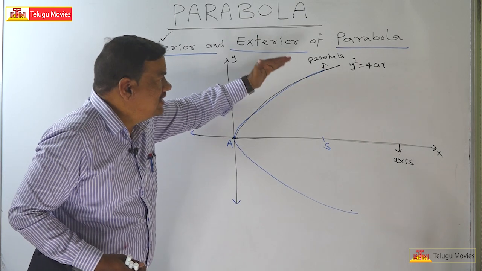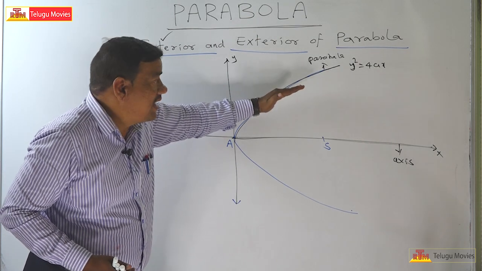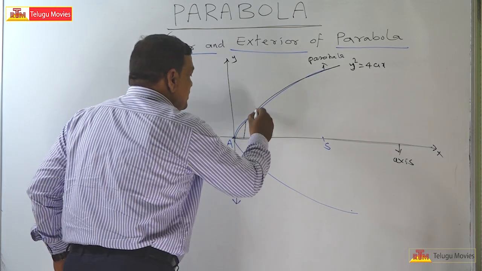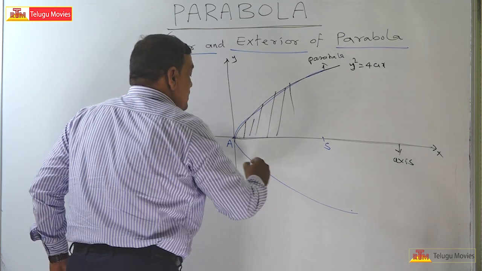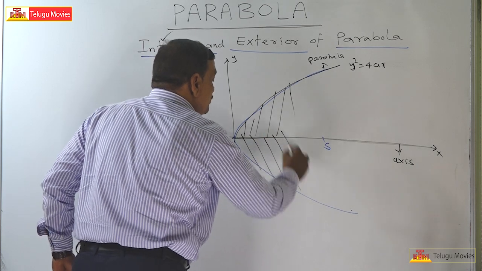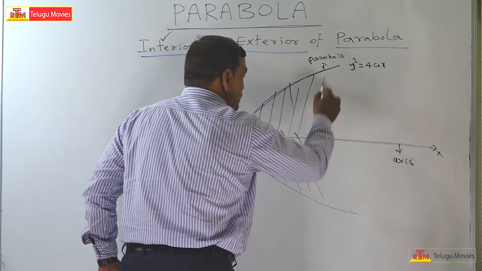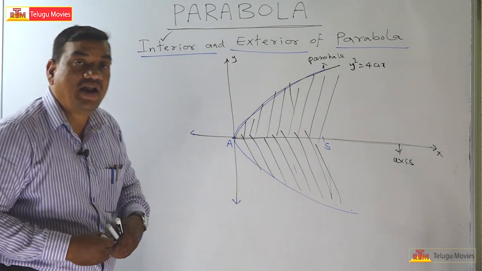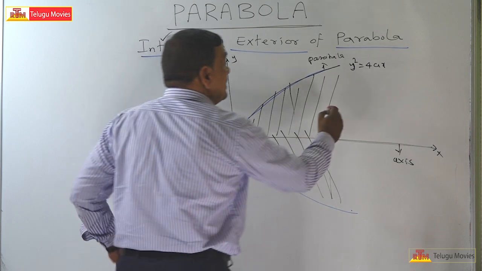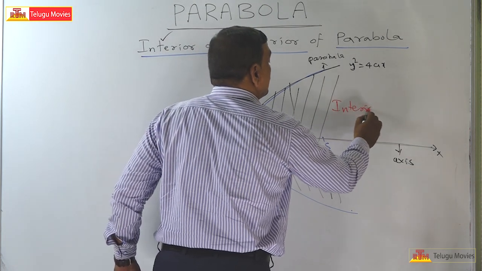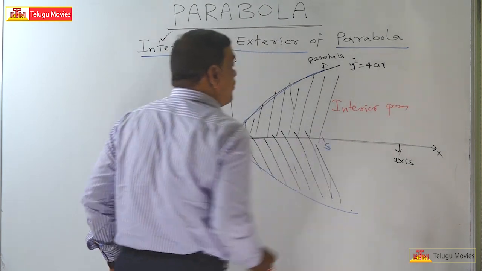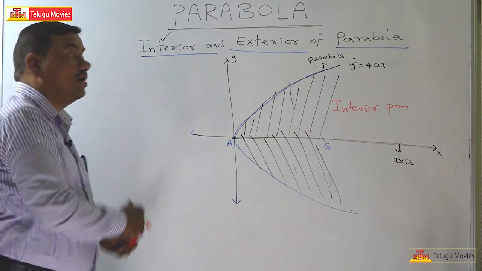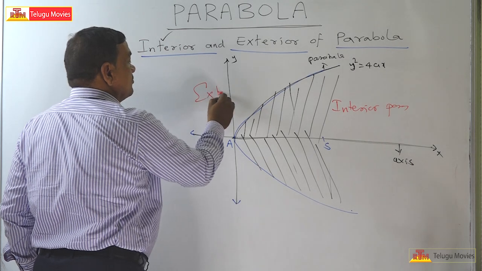Once again, the region lies between the curve, the parabola, and the axis. Is it not this region? So this is the region, and the same as this also, this also, this also. This is named as the interior of the parabola. Automatically, if that is interior, this part is exterior.